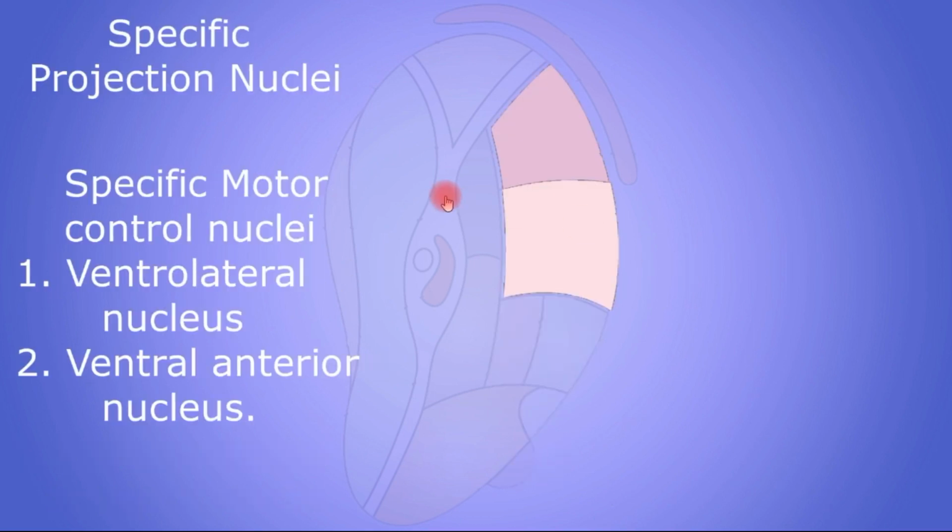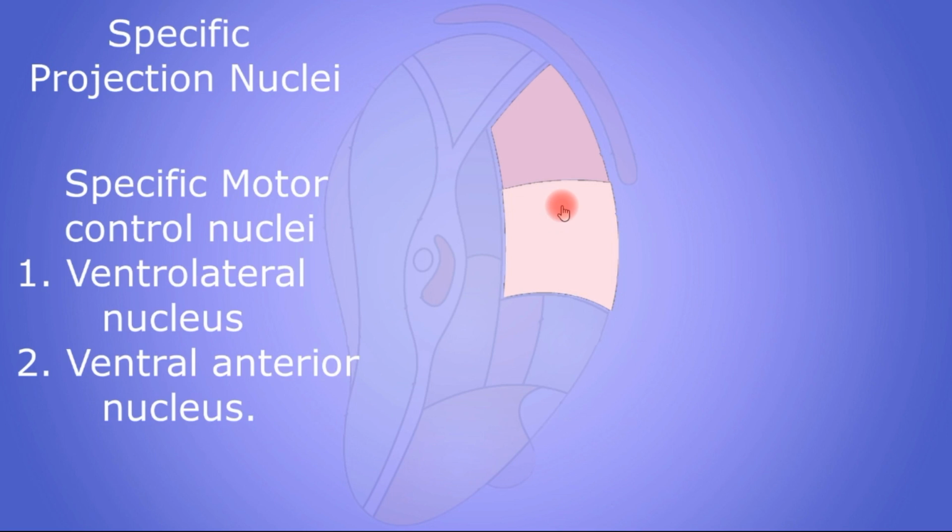Now coming to the second specific projection nuclei, that is the specific motor control nuclei. Under this come the ventrolateral nucleus and the ventral anterior nucleus. So this one here is the ventrolateral or ventral lateral nucleus, and this is the ventral anterior nucleus. These are the specific motor control nuclei.